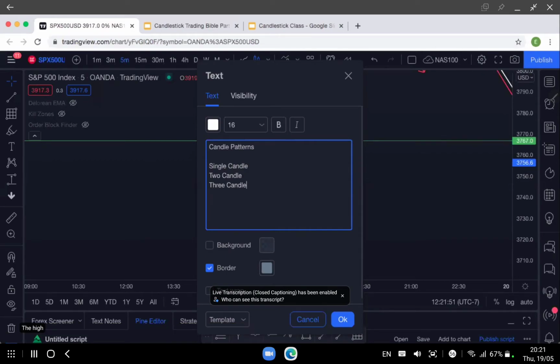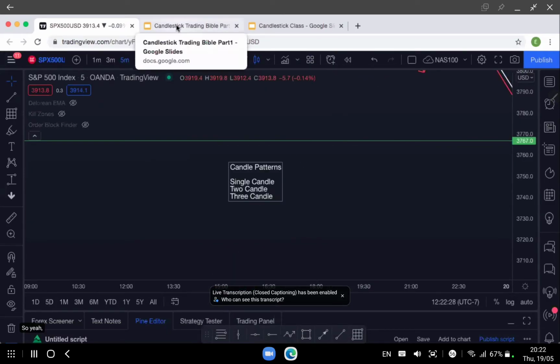The max you're ever going to get is your 3 candle pattern. To me, those are your stronger patterns because essentially that last candle in the 3 candle pattern would work as your confirmation. That's just my personal point of view and opinion. Single candle means it's composed of 1 candle, 2 candle means there's 2 candles that make that pattern, and 3 candle means there's 3 candles that make that pattern. So let's get into it.